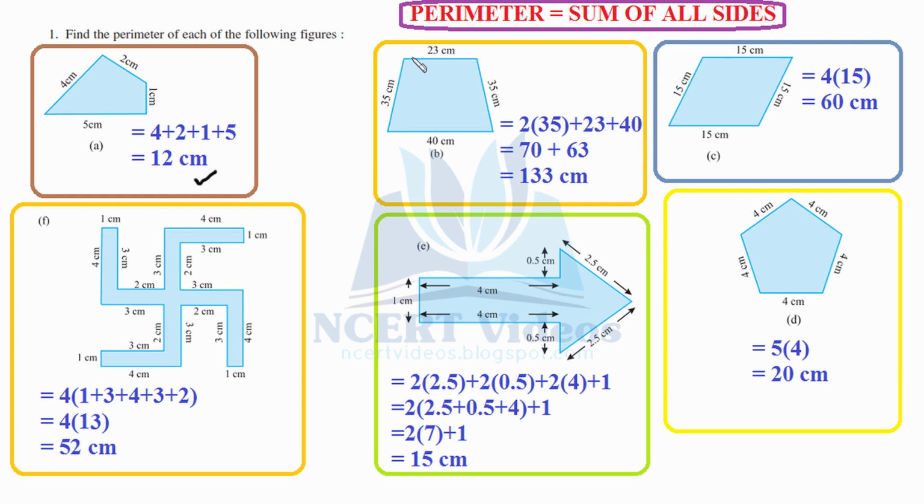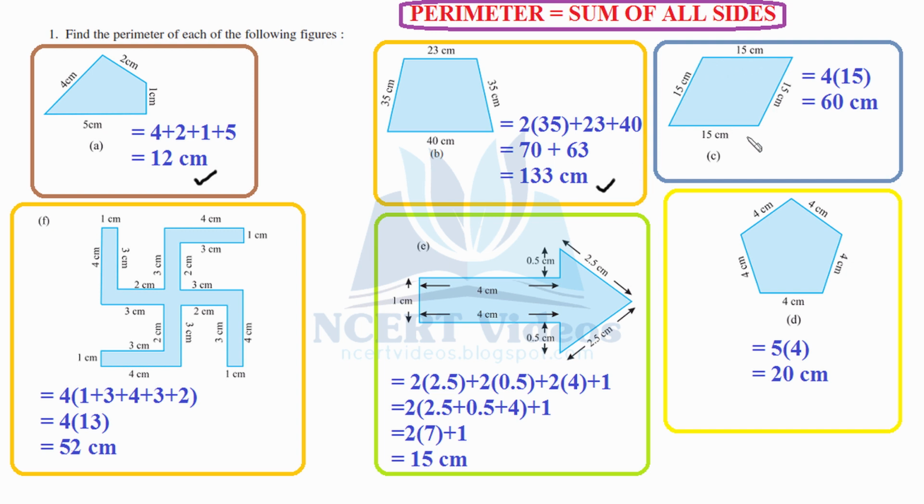Now here you can see it is a trapezium having one parallel side and two equal sides also. In this case, 2 into 35, because you have equal sides, then we add 23 plus 40. So 35 into 2 is 70, plus 63. 3 plus 0 is 3 and 7 plus 6 is 13. So 133 centimeter is your perimeter.